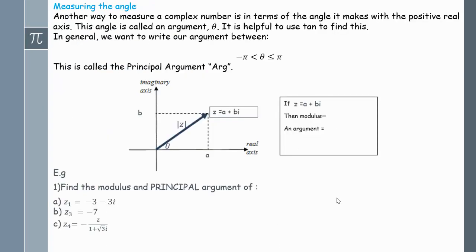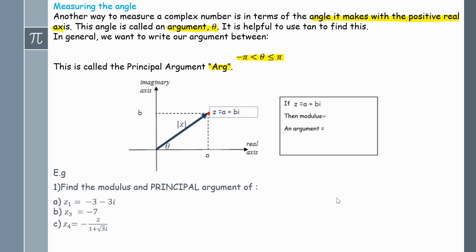Now there is another way to measure the size of a complex number, and that is in terms of the angle that your complex number makes with the positive real axis. This angle is called the argument. In general, we want our argument to be written between minus pi and pi. If we include this domain, it's called the principal argument.